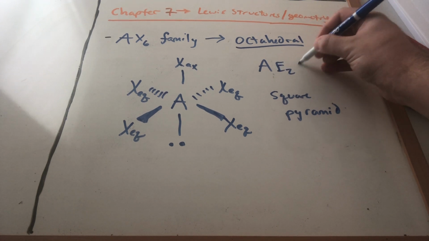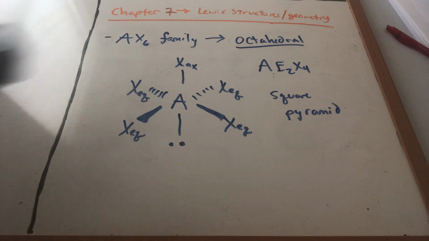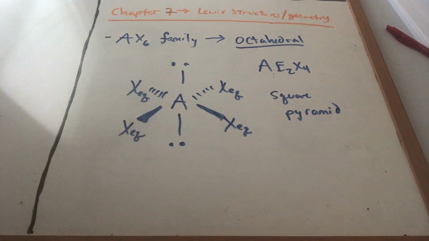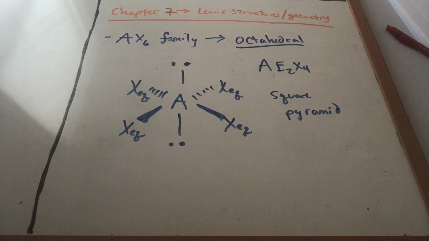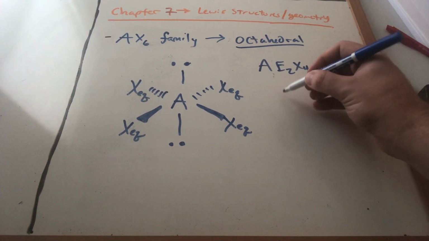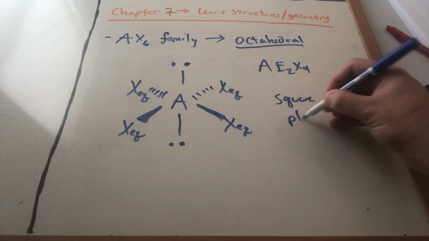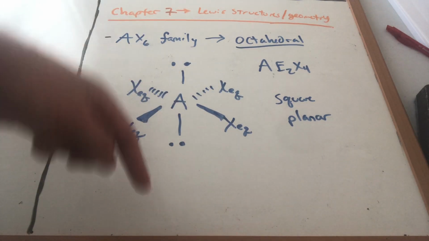Keep going with what we've been doing. AE2X4, E plus X is 6. So I draw this structure. I replace axials first for this family. It's different than another family. These guys distort bond angles, but now for this case, the bond angles would be canceled out in terms of the distortions. This guy is square planar. It looks like a square in a plane. It's a square planar.